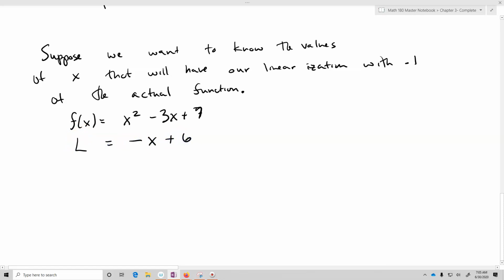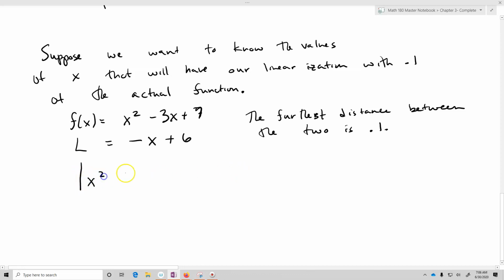And the question is, we want to get the furthest distance between these two. The furthest distance between these two around 1 is 0.1. So if you remember, we talked a bit about this inside of limits, you could actually write this as the absolute value of x squared minus 3x plus 7 minus negative x plus 6 is less than 0.1.